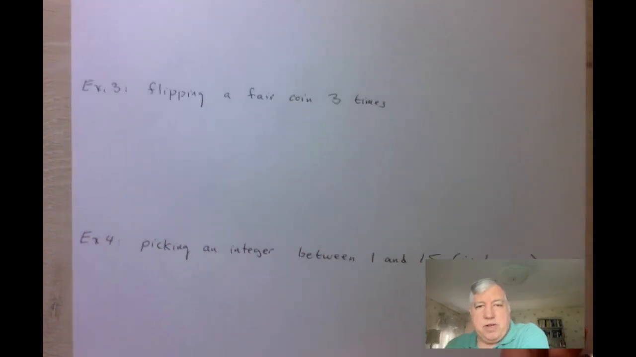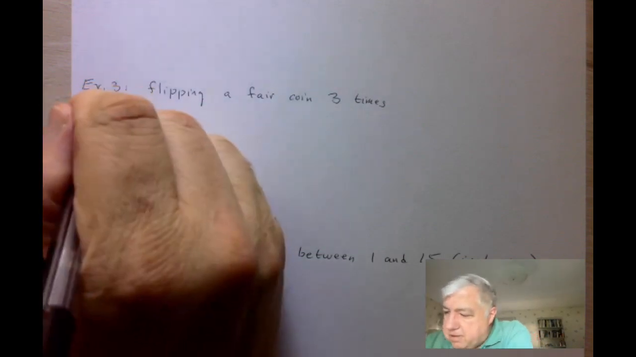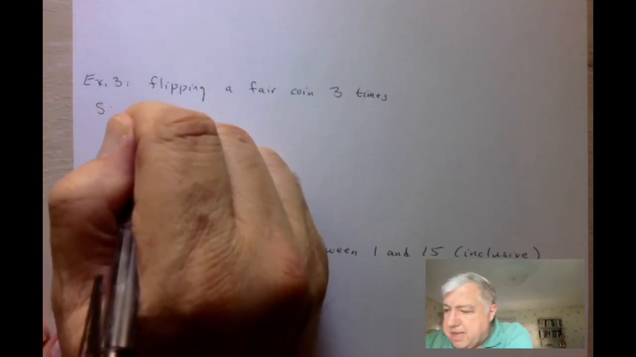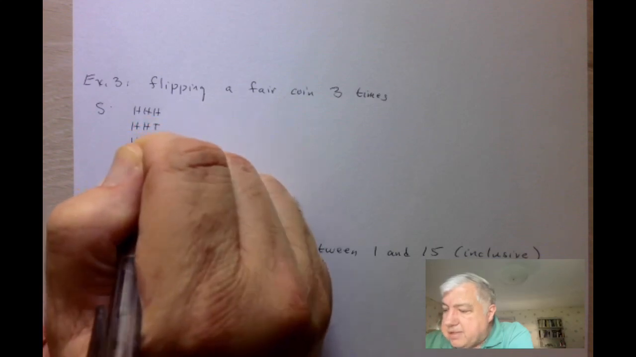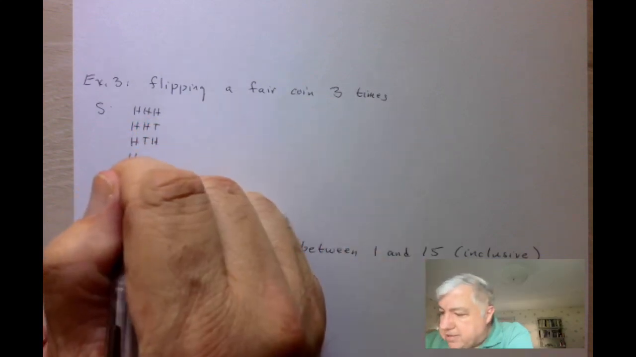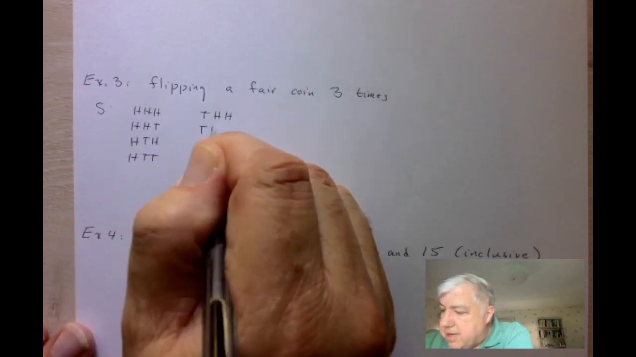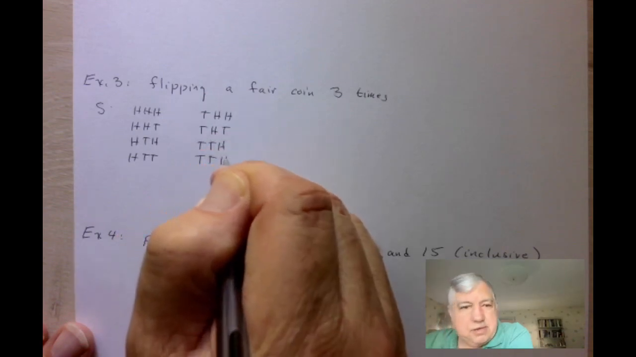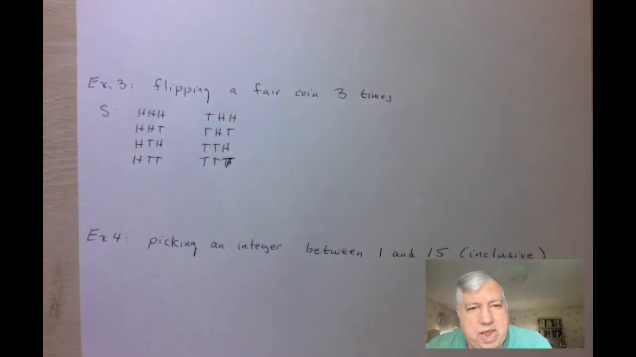If we're flipping a coin 3 times, then the sample space there would be a little bit more. We're recording 3 tosses. So it could be heads, heads, heads; heads, heads, tails; heads, tails, heads; heads, tails, tails; tails, heads, heads; tails, heads, tails; tails, tails, heads; or tails, tails, tails. Okay. All right. So there are 8 possible outcomes in this sample space.